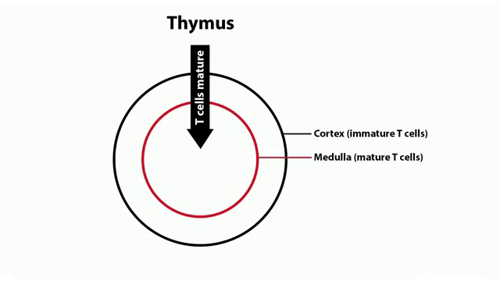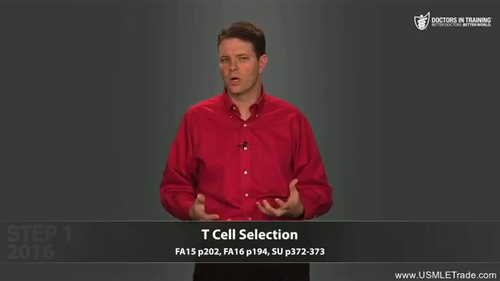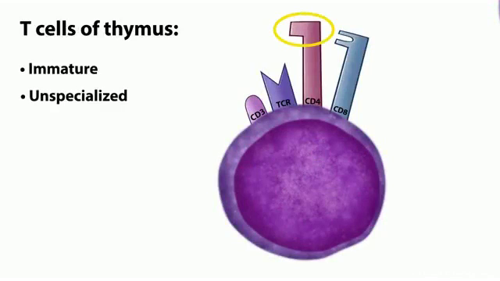And then as they move from the cortex toward the medulla, a very important process called selection is taking place, where you're selecting for T cells that you want to keep and removing T cells that you don't want to keep. So how exactly does this differentiation and selection work? Well, the T cells in the cortex of the thymus are immature and unspecialized, and they have both CD4 and CD8 surface markers. They also have T cell receptors, which can bind to antigens and MHC molecules.